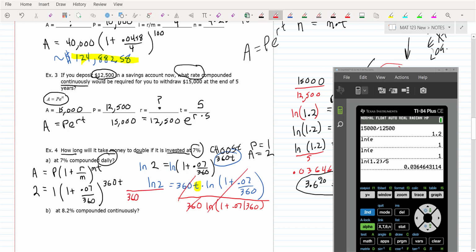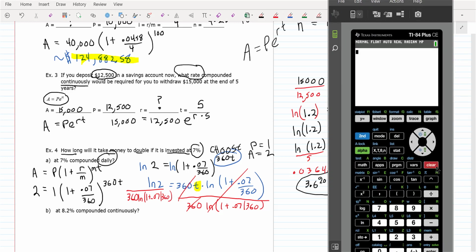And I'll have to show you something on your calculator, because students a lot of times do not do this last step right. So what you're ultimately going to put in your calculator is this. What I did is I divided by 360 ln to get the t by itself. Now on your calculator it goes like this. Watch this very carefully because you don't want to mess up on problems just because you don't know how to enter it in your calculator.